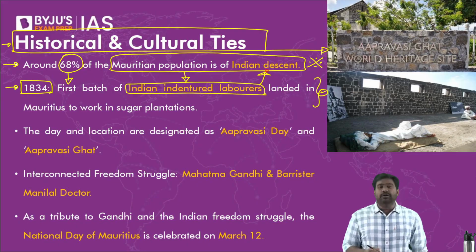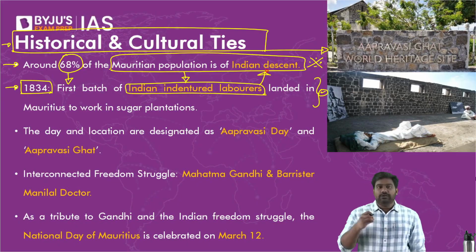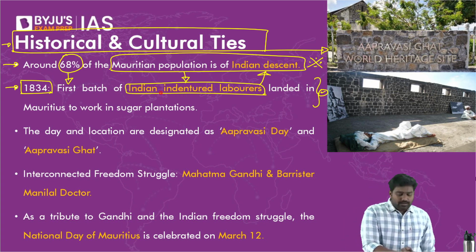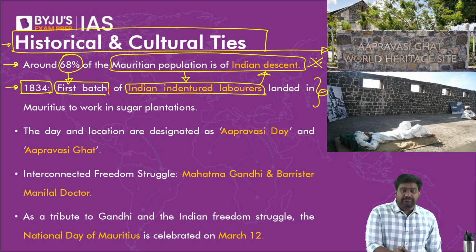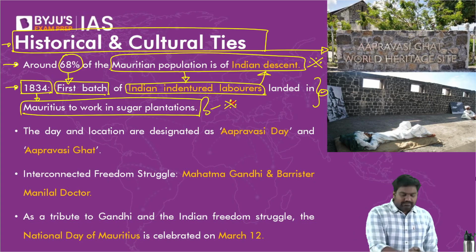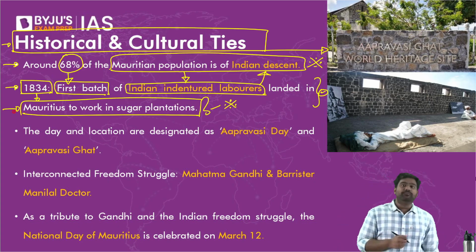Mauritius has such a strong Indian connection because of the indentured labor system, the oppressive, brutal, exploitative indentured labor system. The first batch of Indians arrived here in 1834 to work in the sugar plantations of Mauritius. Even today, the sugar industry is one of the biggest industries for Mauritius to earn revenue.